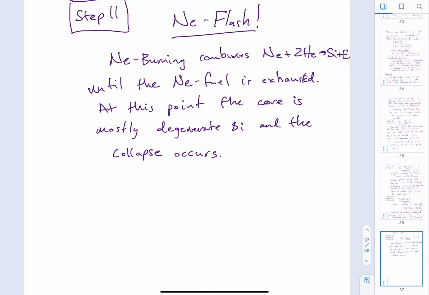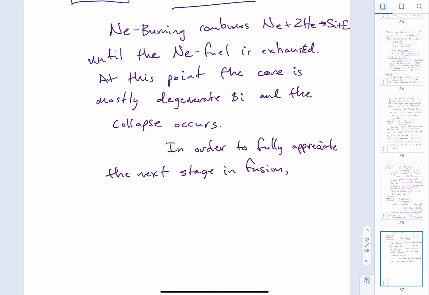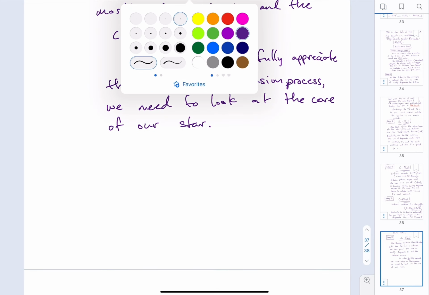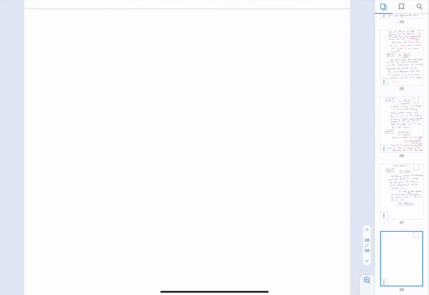I want to do a brief note though. In order to fully appreciate the next stage in the fusion process, we need to look at the core of our star. And so we're going to draw the stellar core. Sounds like a cool science fiction movie. I'm actually going to do that on a separate page. So we're drawing the stellar core here.